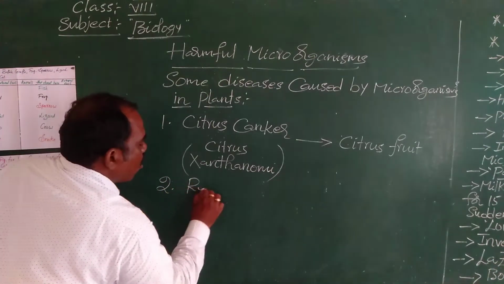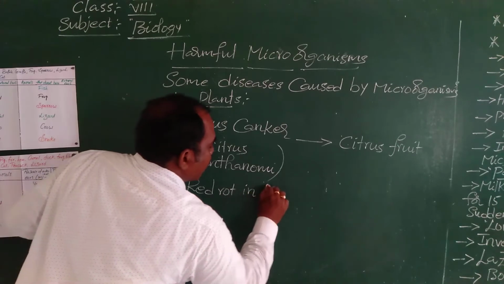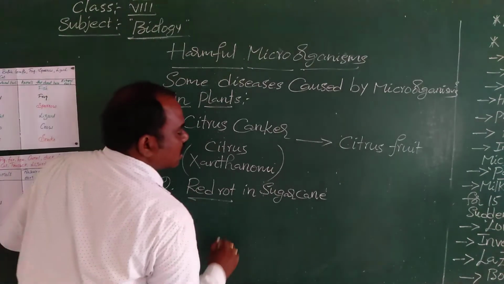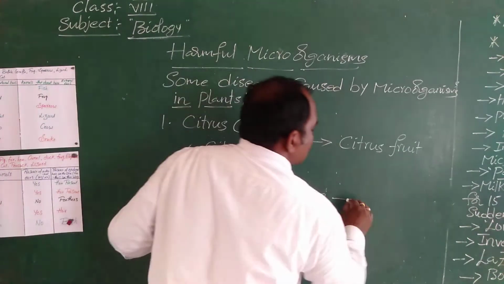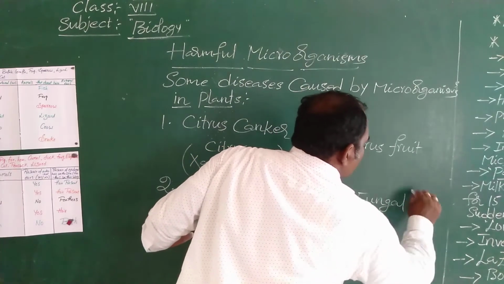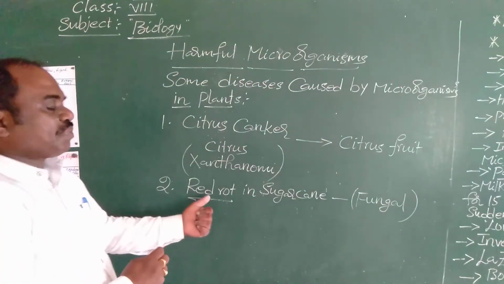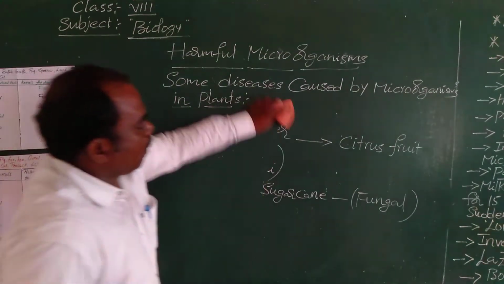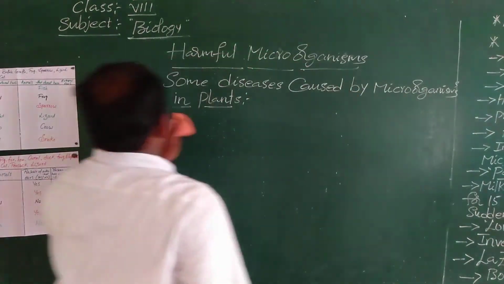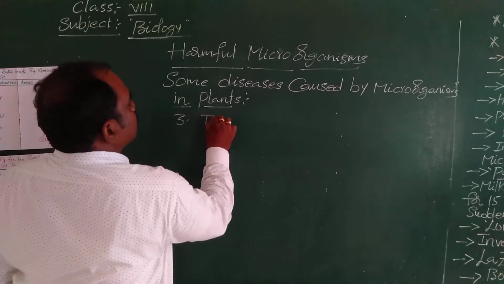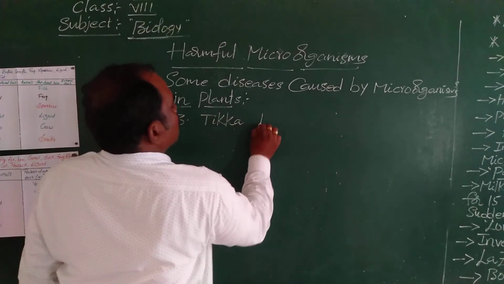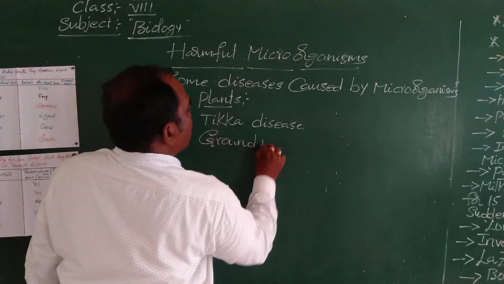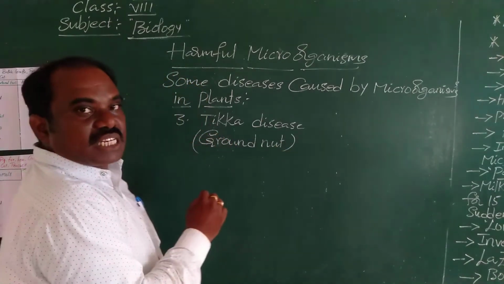Next, red rot disease in sugarcane plants. This is a fungal infectious disease. Next, tikka disease in groundnut plants.